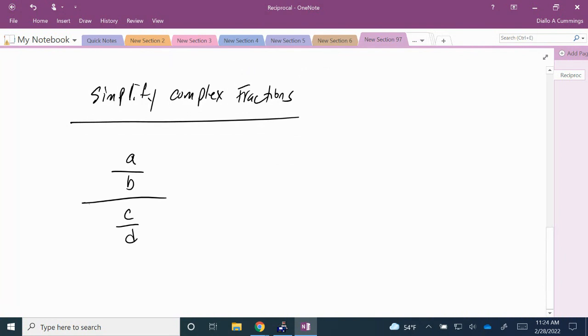So a complex fraction is basically a fraction, right? And we have the main fraction bar here. And in the numerator, there is a fraction. And in the denominator, there's a fraction. We can multiply the very top and the very bottom, and we can divide that by the bottom of the top and the top of the bottom. And I believe you've seen me use this before. So here is an example.